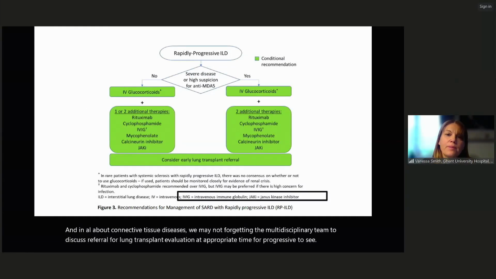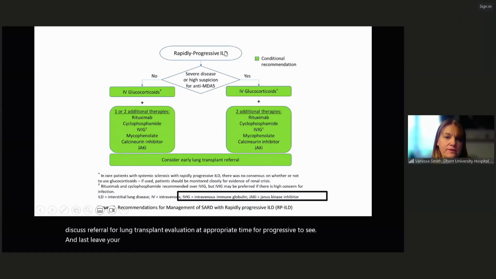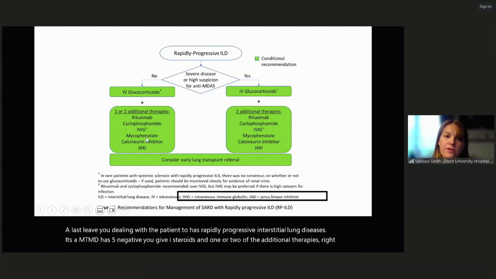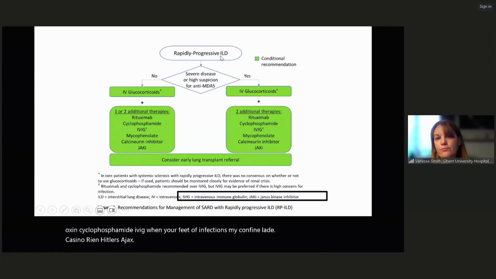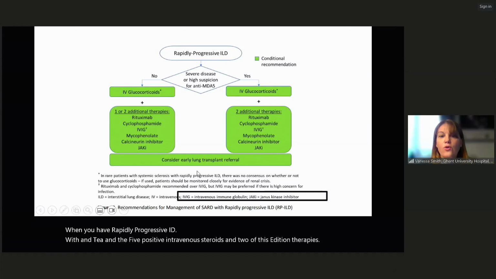And lastly, if you're dealing with a patient who has rapidly progressive interstitial lung disease, if it's MDA5 negative, you give IV steroids and one or two of the additional therapies: rituxan, cyclophosphamide, IVIG when you're afraid of infections, mycophenolate, calcineurin inhibitors, or YAC. When you have a rapidly progressive ILD with anti-MDA5 positive, you give intravenous steroids and two of the additional therapies. With your multidisciplinary team, you consider early lung transplant referral.